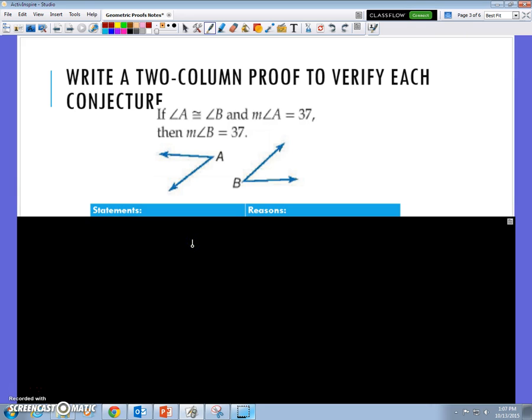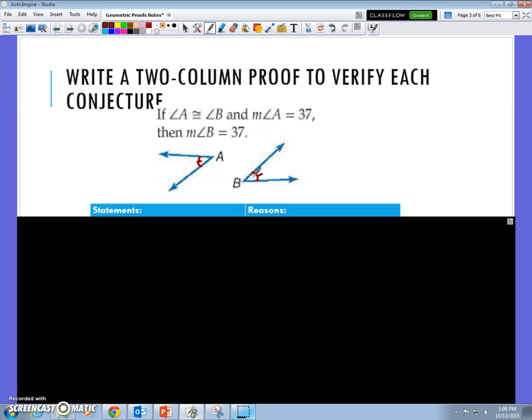Okay, so they're telling us that angle A is congruent to angle B. It's the same amount of degrees in both. So these guys are the same. That's what they're telling us. They want us to prove that if angle A is 37, then angle B has to also be 37. All right, so this one's not too bad at all.